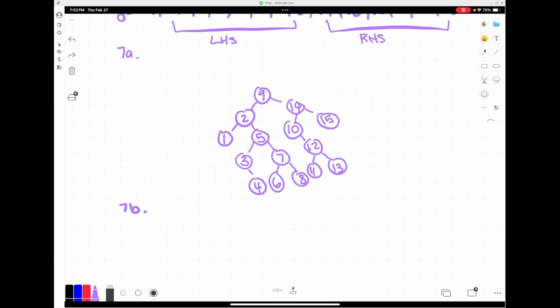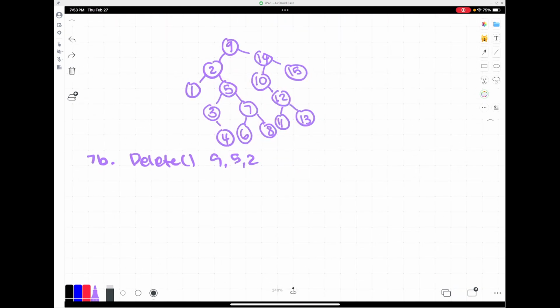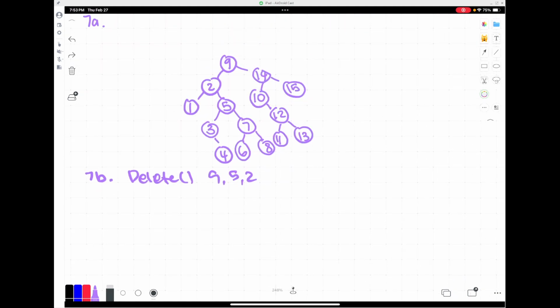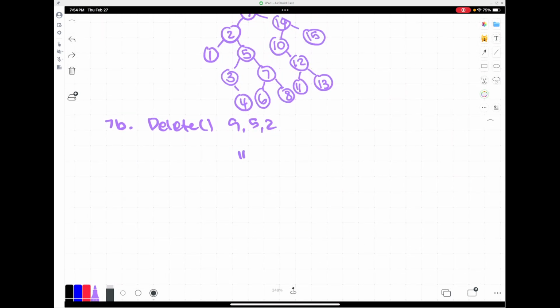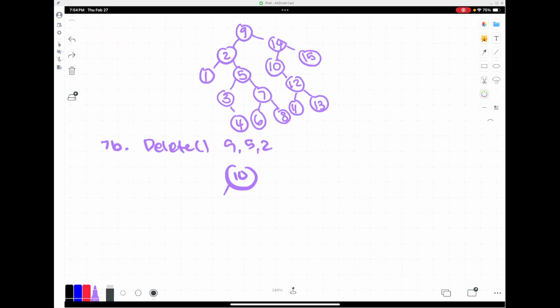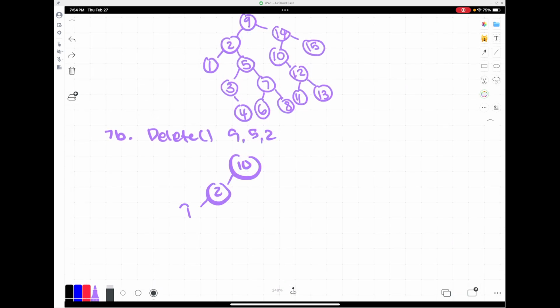And in the study guide, it wants us to delete 9, 5, and 2 in order. And so first we want to delete 9. So we'll look at the right hand side again, at 9's right hand side. What is the smallest number on the right hand side? It's going to be 10. So 10, and then we'll write everything how it was.